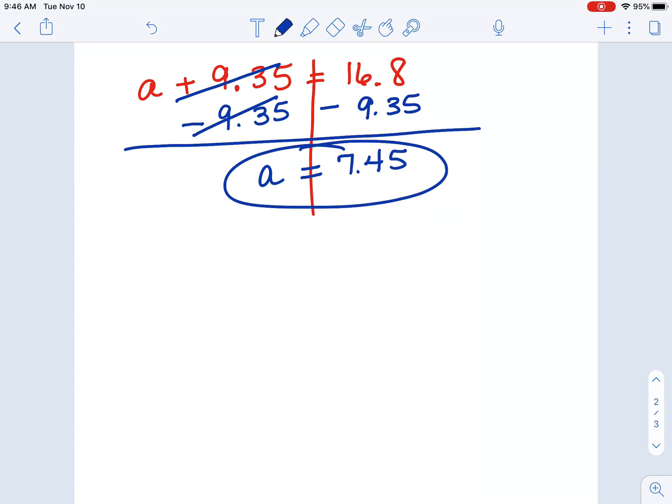I wanted to isolate the variable A. How do I do that? I did the opposite. It was adding, so I did the opposite and subtracted. And whatever I did to one side, I did to the other.